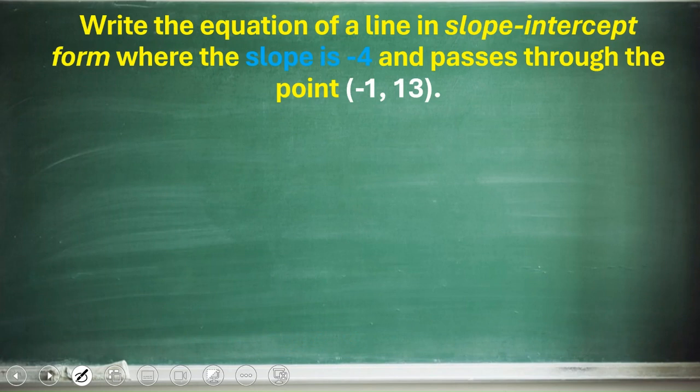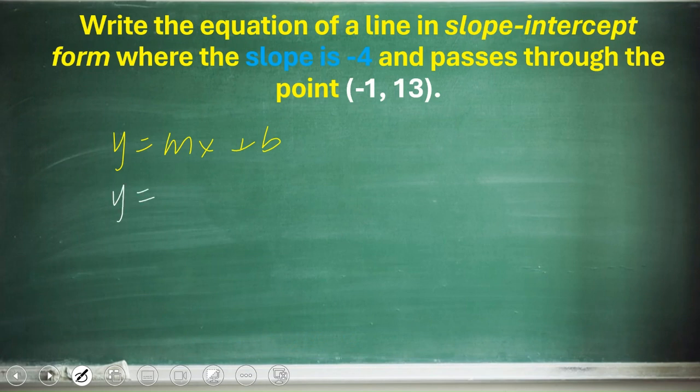And finally, not finally, we're almost to the second to the last. We're exactly to the second to the last problem. We're now writing the equation of a line when the slope is -4, and we have a point that our line passes through, which is (-1, 13). So I'm going to go ahead and write our equation here. So what we know is our slope is -4. I'm going to go ahead and substitute that in.